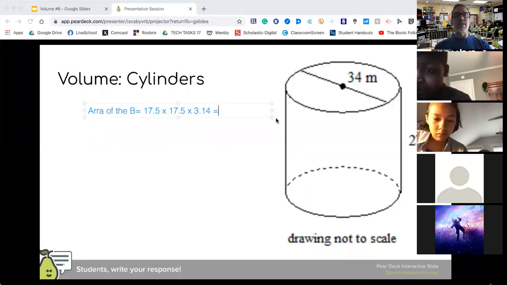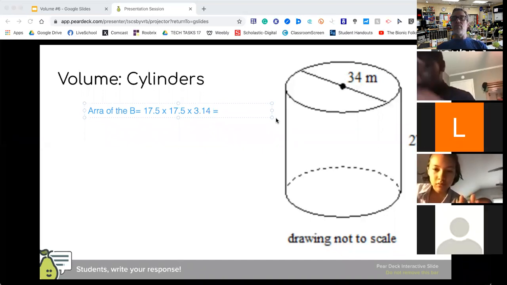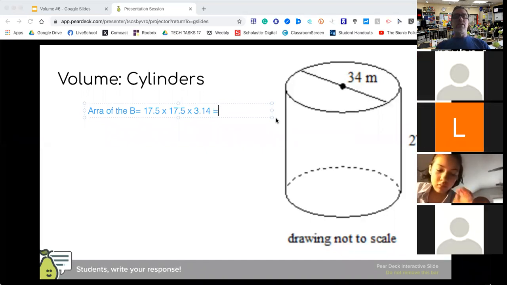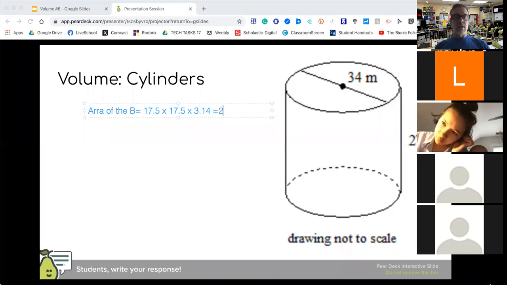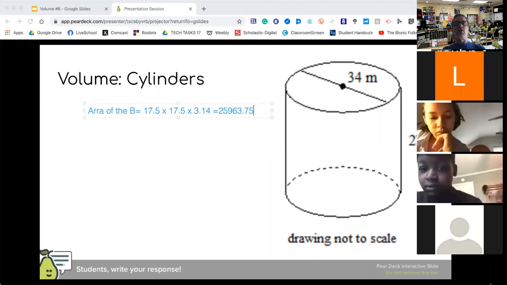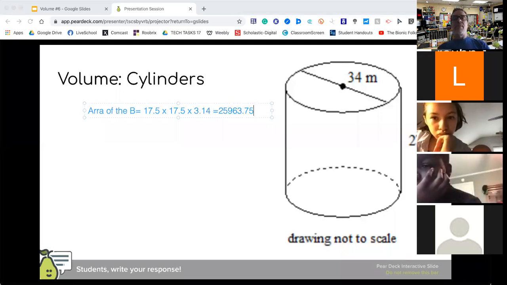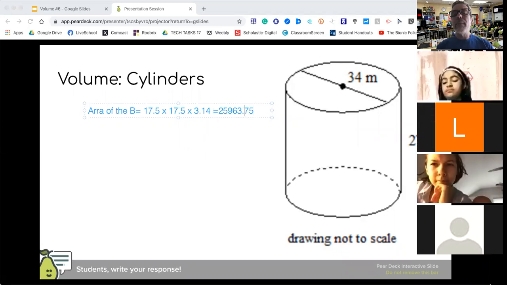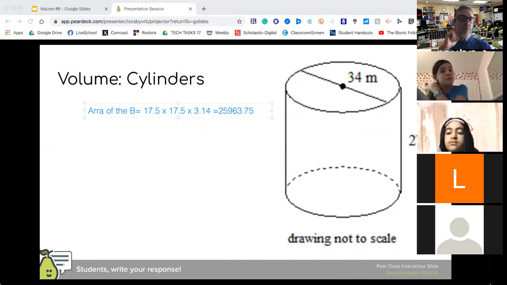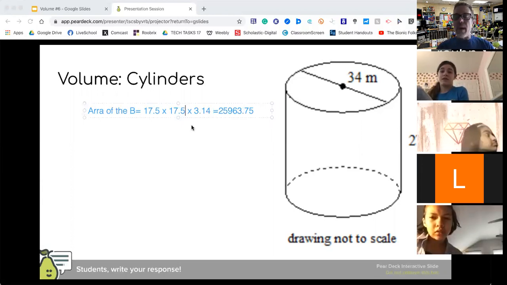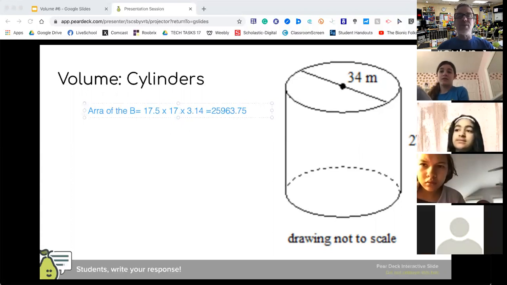Does somebody have a reliable calculator that could give us that answer? I can't get to mine. Thank you. The answer would be 25,963.75. Somebody else verify that looks right. So it's 17 times 17 times 3, basically. It's 875, not just 75. Is it 34 divided by 17? Mr. P, it wouldn't be 17.5, it would just be 17. Yeah. Oh, my bad. You're right.